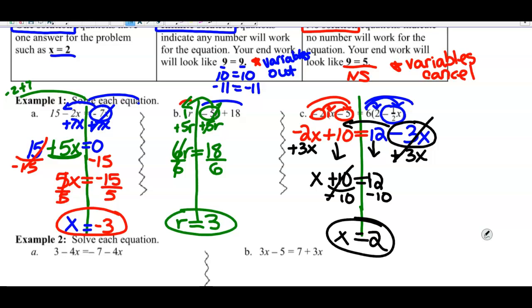So that's just a little bit of practice with the new step, and when we do that, we still look for our old things. Distributive property, combine like terms, our new step of adding or subtracting the term.